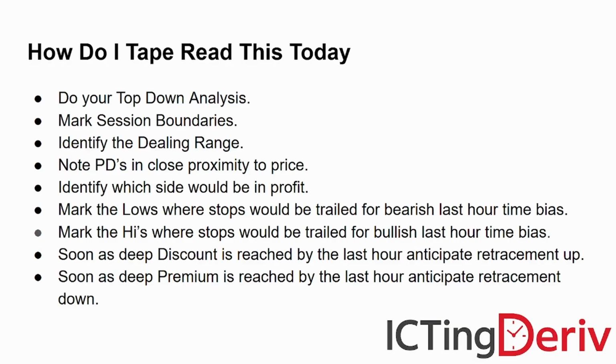So as soon as you're in deep discount, you can anticipate. So discount in your range, that is to the lower side of it. When you reach deep discount by the last hour, you can anticipate a retracement up. And if this is for a bearish scenario, if you are in deep premium, that is on the upper portion of your dealing ranges, you can anticipate price going down, right?